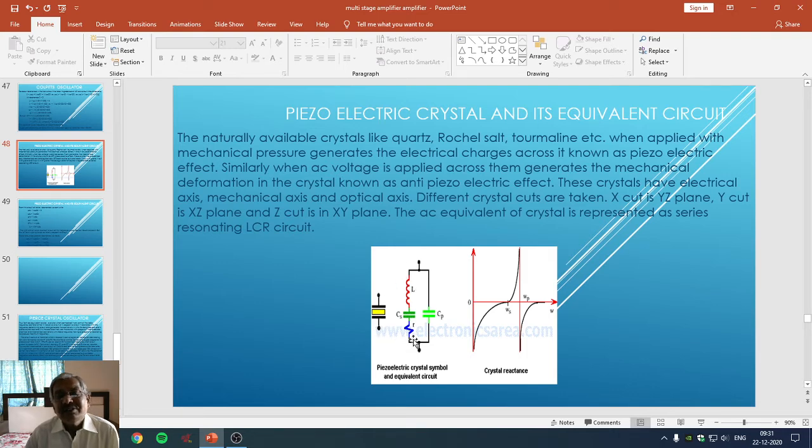When resonance occurs for the series aspect, the reactance of that particular circuit or crystal changes like this. Look at here, and here is where the resonance occurs. That is for series resonance. But for parallel resonance, the reactance starts decreasing, and here that resonance occurs.